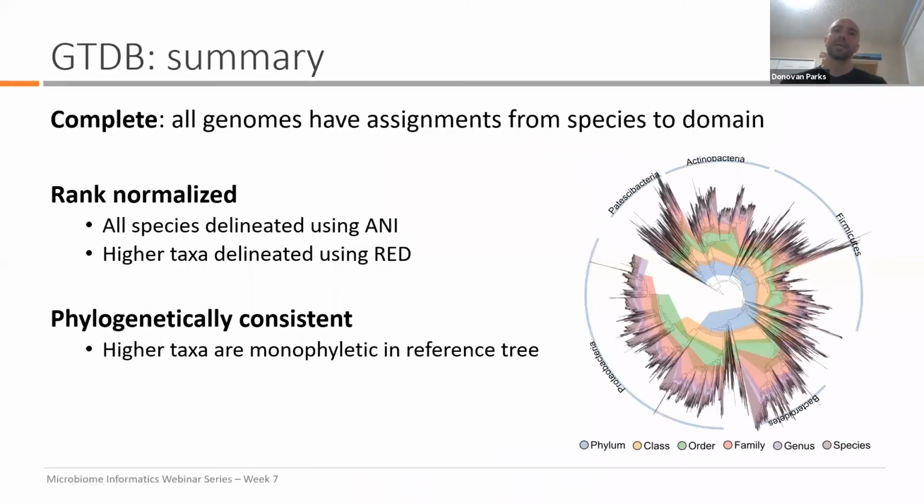Just to summarize the GTDB, it satisfies three properties. It's complete, in the sense that all genomes have assignments from species to domain. It's rank normalized. Species are normalized based on a definition of ANI, so all species, the strains assigned to them are generally within 95%, and in a few cases that can be down to 97%. Higher taxa are delineated using this concept of relative evolutionary divergence. And it's phylogenetically consistent, in the sense that all taxa are monophyletic in the concatenated protein tree we use to guide the classification.